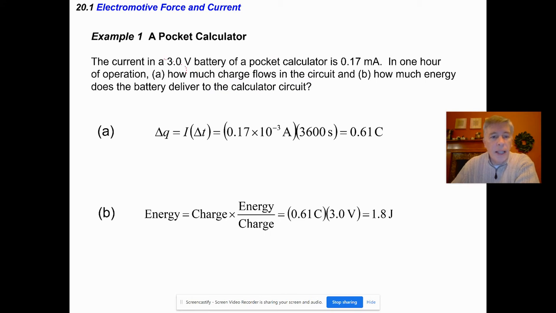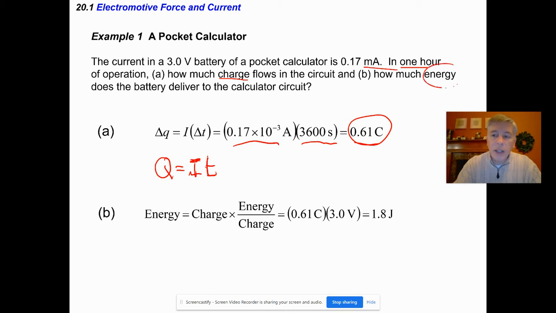So just try a simple little idea. Let's say you have a 9-volt battery in your pocket calculator and it draws 0.17 milliamps of current, and you want to know in 1 hour how much charge is going to flow through that circuit. So you would solve this for Q. Now I tend to get rid of the deltas on here. I tend to just write this as Q equals I multiplied by time, but the book likes to use the deltas in there. It doesn't really matter. So we converted our current into amps, so milli means 10 to the minus 3, and we multiplied by the time, but make sure we're in seconds, and you get 0.61 coulombs.